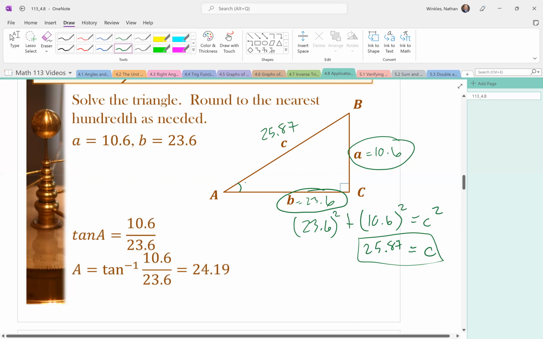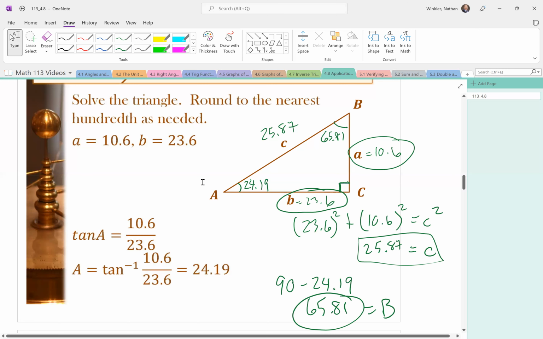which gives us that angle A is 24.19. Once we know what angle A is, we can take 90 minus 24.19 to get that angle B is 65.81. And the reason that we could just subtract from 90, we know that 90 is right here. So we know that angle A and angle B must add up to 90. So that's why once we know one, we just subtract from 90.